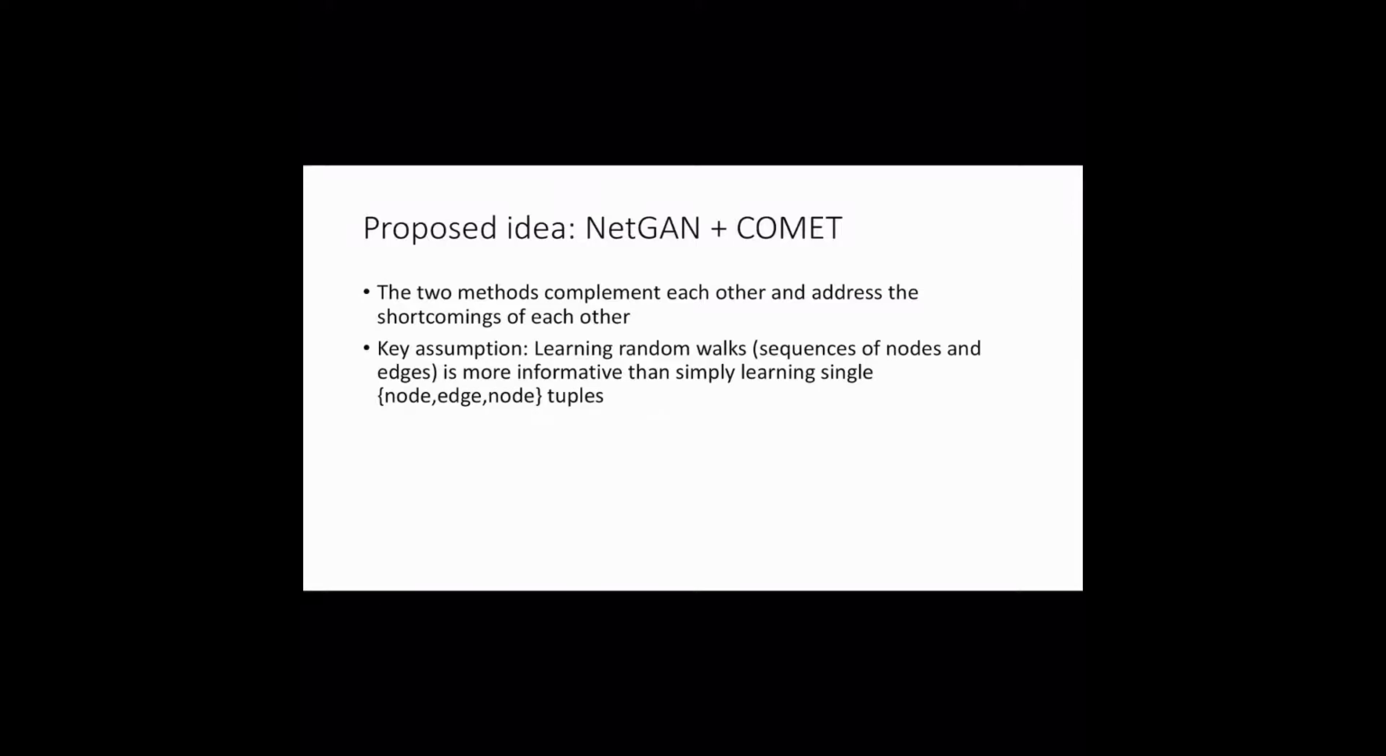And I'll explain below, but having the GAN setup is also possibly optional. We do have the option to train the random walk generator without using an adversarial discriminator. The key assumption here is that learning random walks is more informative than simply learning the single node edge node tuples as in Comet. And if this is true, we would be able to directly compare with Comet and see that learning these random walk paths is better than simply learning single tuples.